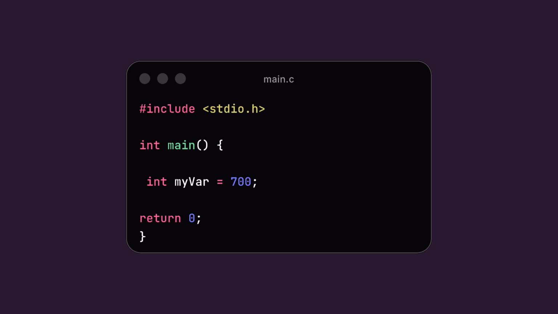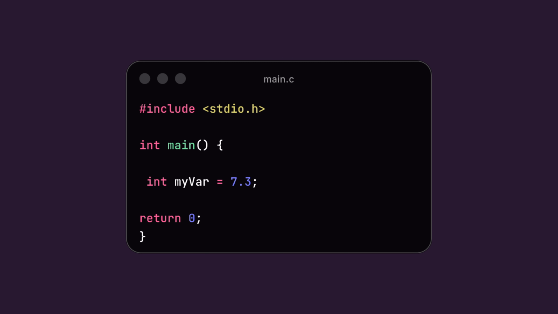Now, if we use decimals with int, it will round down to an integer. It won't store it as a decimal. So if we write 7.3, the actual value stored will be 7 only. So now what? How do we store decimals? We can store decimals using floating point numbers or simply float. And now the actual value inside myvar is 7.3.